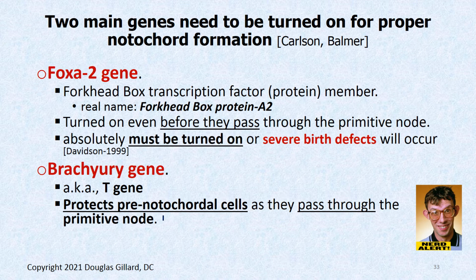This one is more of a protector that protects the cells as they pass through the primitive node, which can be a rough journey. The FOXA2 gene actually has the instructions. It tells them to stay in the midline and migrate forward until you bump into either the prechordal plate or bump into the neighbor. And don't spread laterally, just stay in the middle.